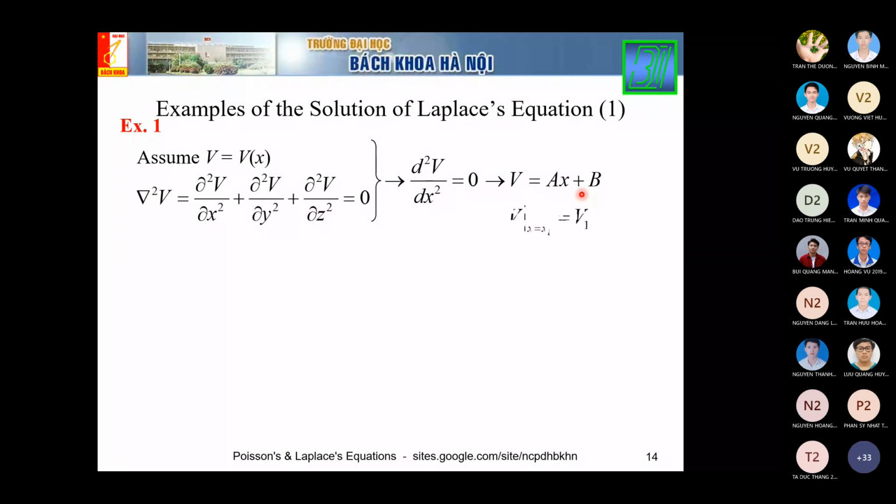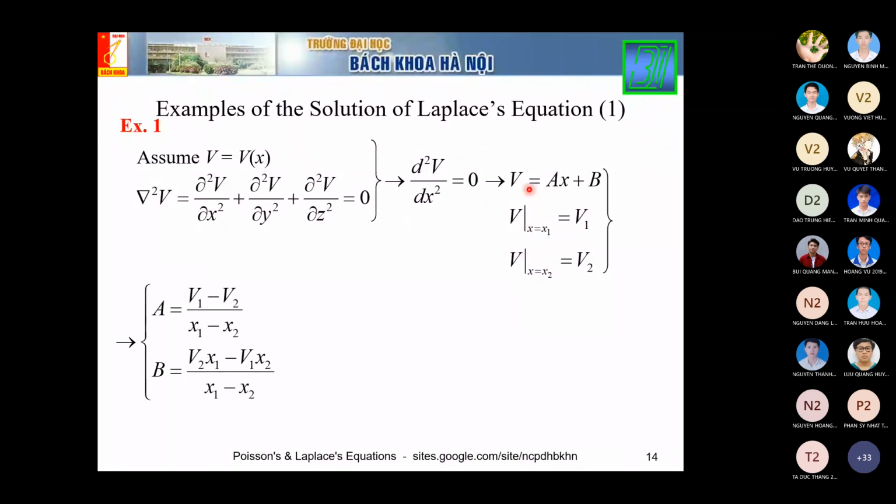For example, we suppose that at the position x1, the potential field is V1, and at the position x2, the potential field is V2. Then, if you put this one and this one into our solution here, you can find the two constants, a and b. And you can find the specific form of the solution of this very simple Laplace equation. V1 and V2 here are called the boundary conditions or the initial conditions.